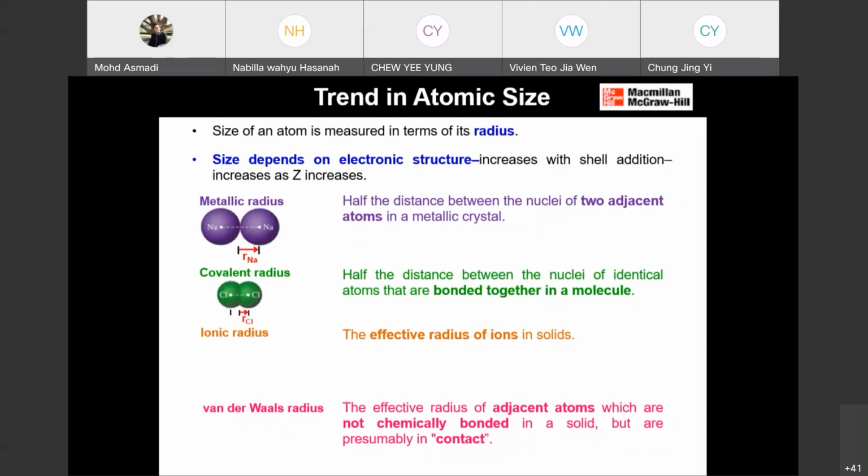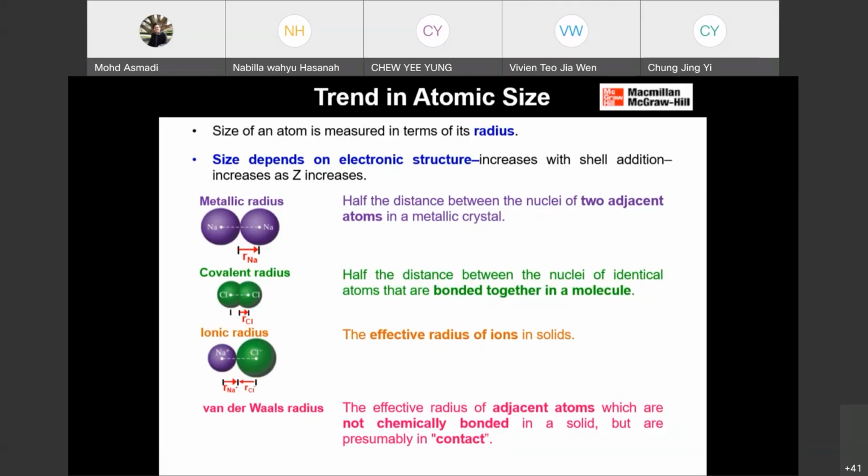This one is bonded together in molecules. How to differentiate between covalent radius and metallic radius depends on the electronegativity difference. Similarly for ionic radius, we can differentiate. So ionic radius, for example, is sodium and chlorine, the effective radius of ions in a solid.